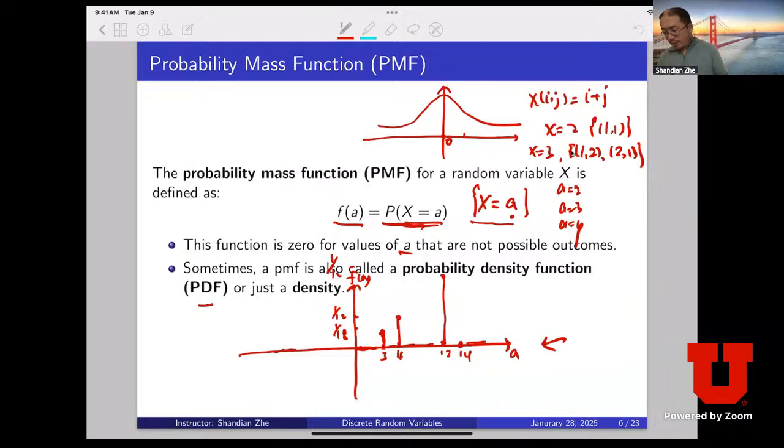Like for example, if you feel uncomfortable about why f(A) could be zero, right? Consider you take A equals to 17, right? Let us look at what this event represents, right? Which pair of the points in the sample space can lead the random variable's value to be 17?